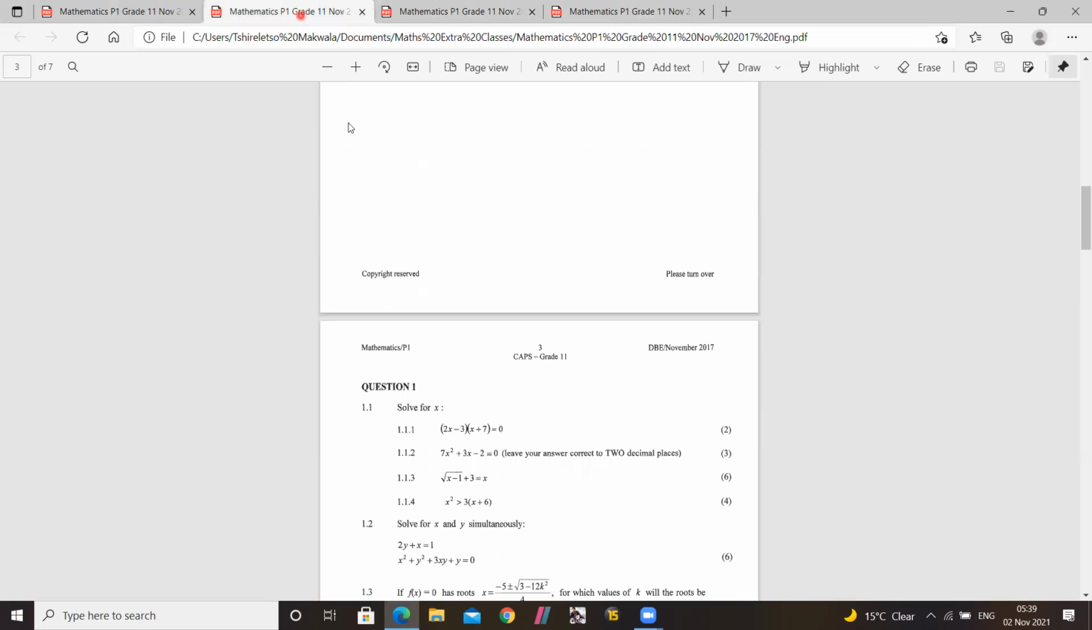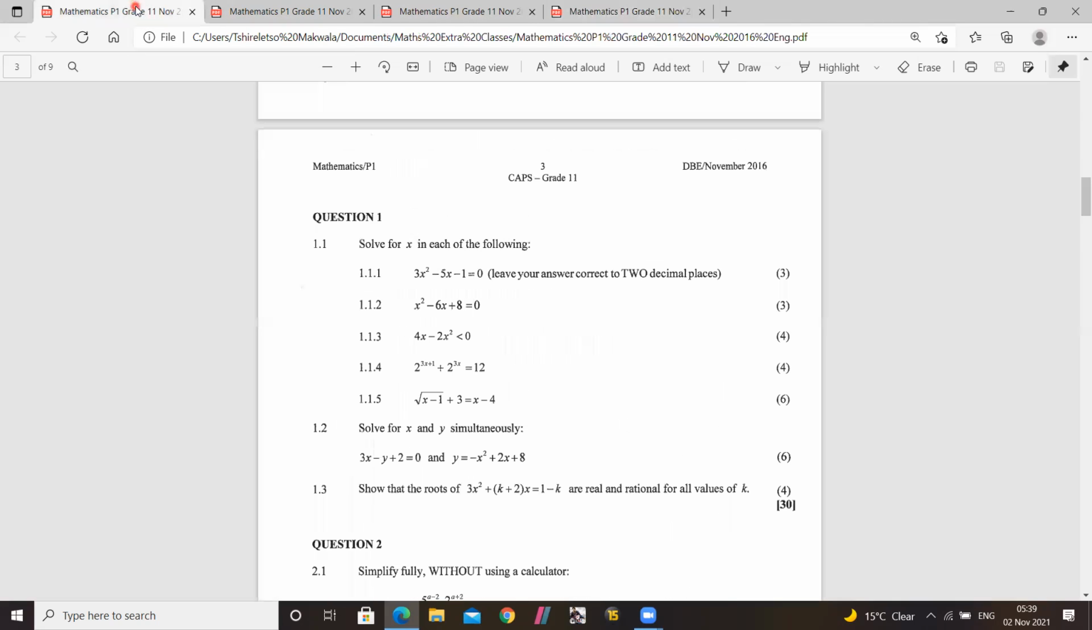Then the third type of question, it's like this one, 1.2, 2016. So this question A is a normal trinomial. So what you're going to do is create 2 brackets, obviously, to solve. So something like this.